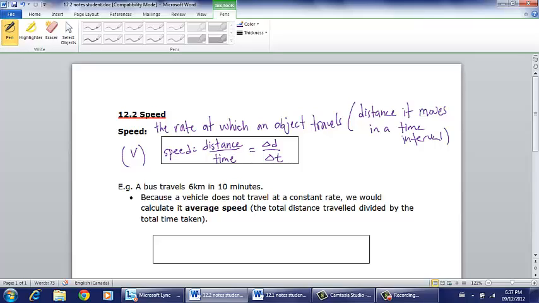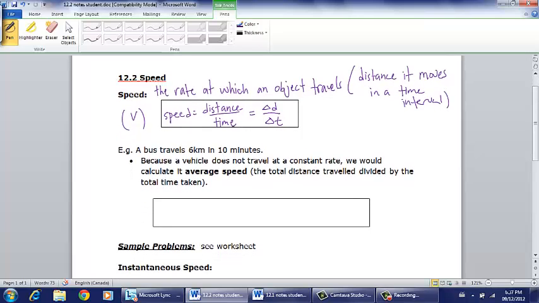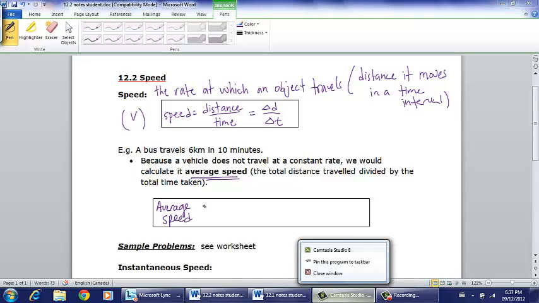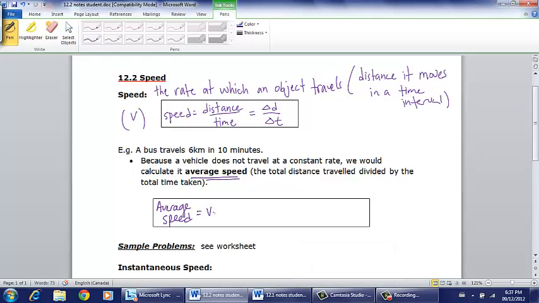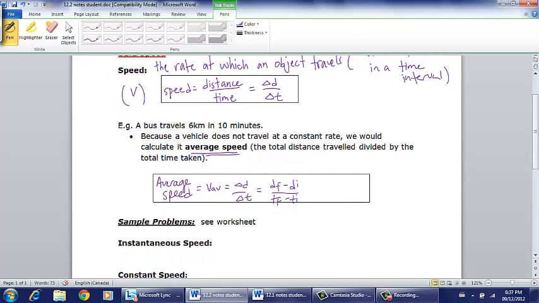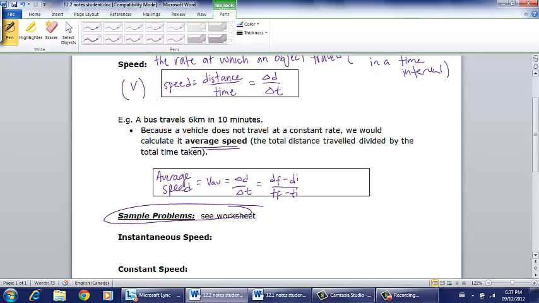Because vehicles often don't travel at a constant speed, what we're calculating when we do a calculation is the average speed. This is the total distance divided by the total time. So average speed equals the change in distance over change in time. And that could be your final position minus where you started over your final time minus the time when you started. We are going to be doing several practice problems in class, so we'll come back to these sample problems.